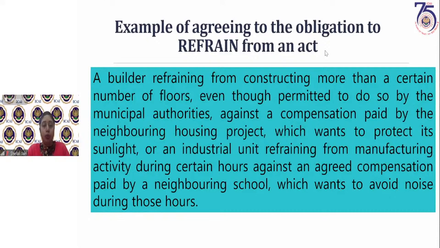He has a permission for that. But then also, though he is allowed by the municipal authorities, he is requested by the adjacent societies not to construct after 30 floors because it is necessary for them to get the sunlight. So for that, these societies have paid some consideration to that building owner or builder. And now this is refraining from doing an act. Now the builder is not doing any act. The builder is not constructing the building after 30 floors.